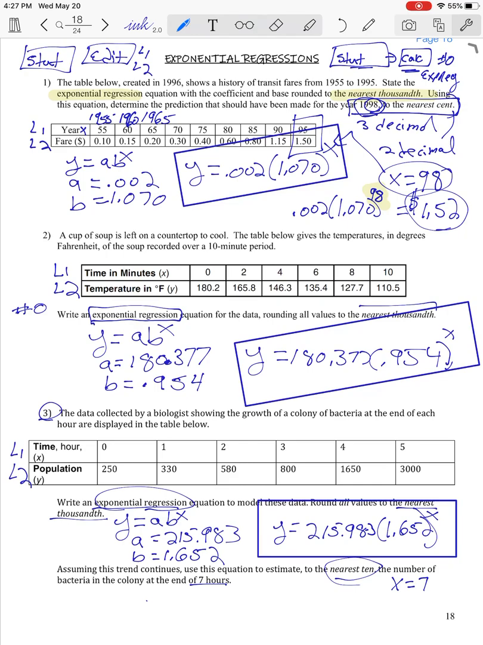So I go straight away to my calculator and I plug it in. And that's going to be raised to the 7th power. That's the only thing I do. Hit enter, and I'm going to round to the nearest tens place. I got 7,520. So that's how much bacteria will be there at 7 hours.